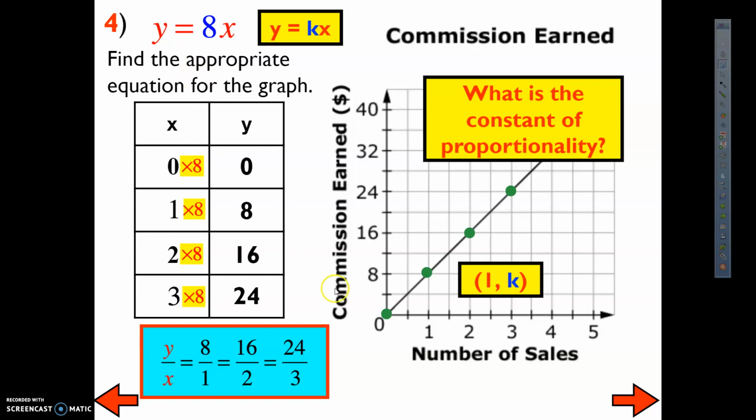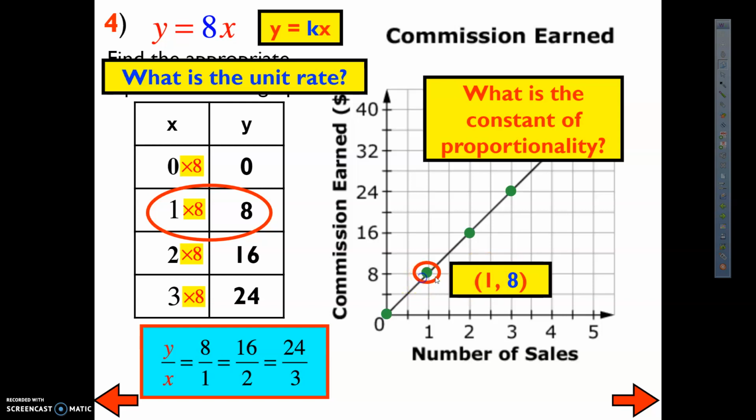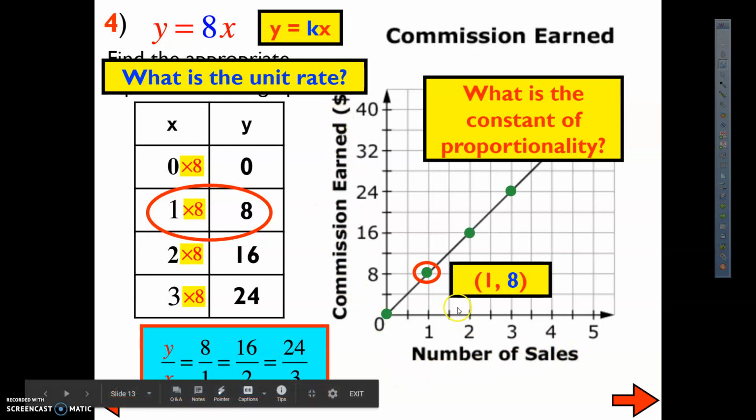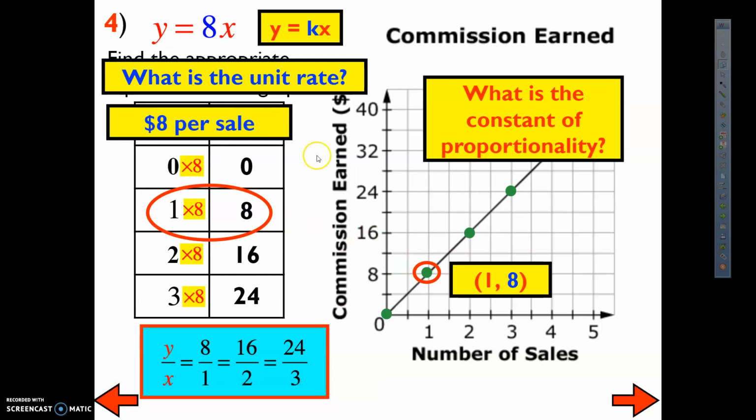What is our unit rate here? Well, it crosses at 1, 8, and so that's our unit rate on the graph. And the unit rate in terms of words, remember it's y per x. So that would be commission earned money per sale. So that means they earned $8 per sale.